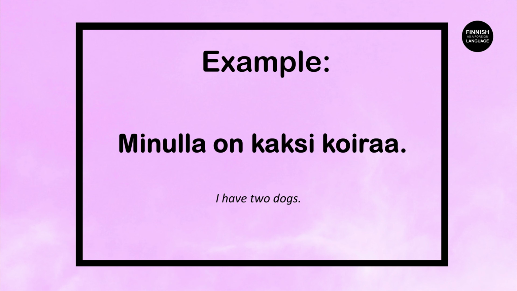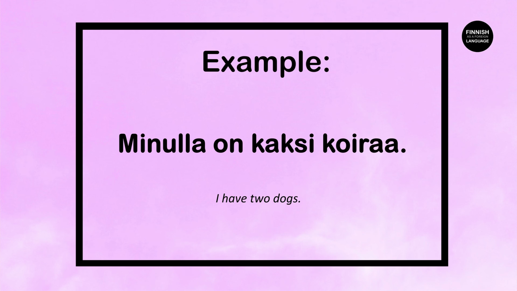Minulla on kaksi koiraa. I have 2 dogs. Minulla on means I have, kaksi is 2, the number 2, and koiraa is dogs. Here it's standing in the partitive case because we are talking about 2 dogs. So remember, after numbers we use the partitive case. Now let's repeat. Minulla on kaksi koiraa.